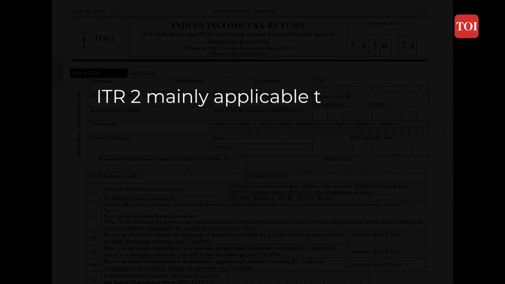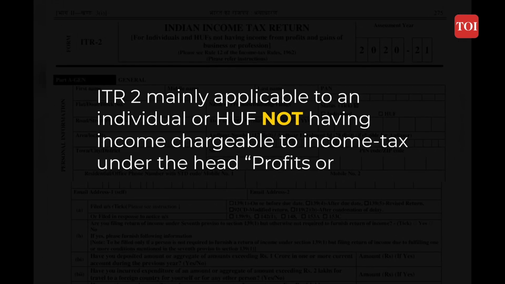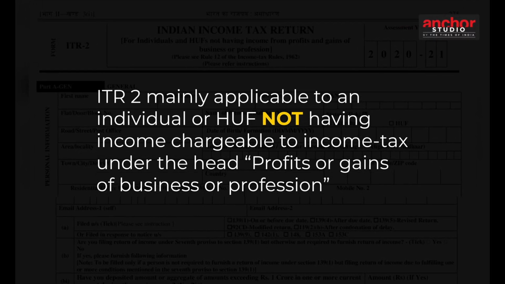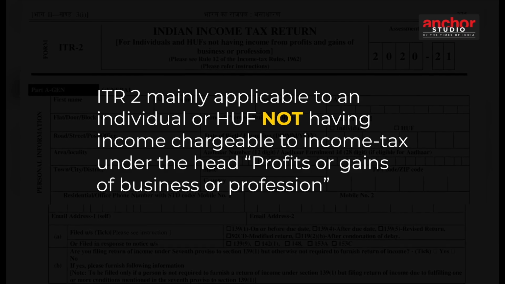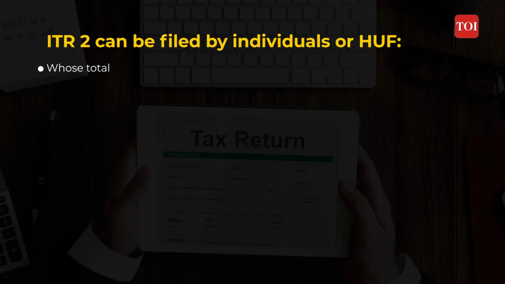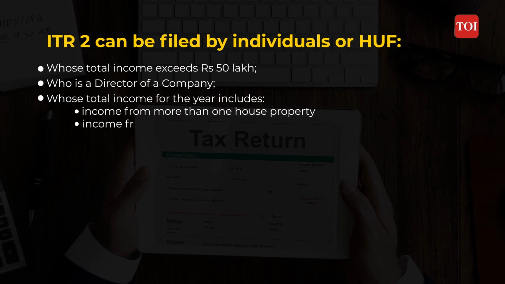So first of all, as a general rule, ITR-2 is an income tax return form which is applicable to individuals who don't have any business income. So if you have business income, this is not the form for you. And if your income exceeds 50 lakhs of rupees, then compulsorily you have to file ITR-2. You can't go under ITR-1. Just in case you happen to be a director of any company, then also you have to file ITR-2.